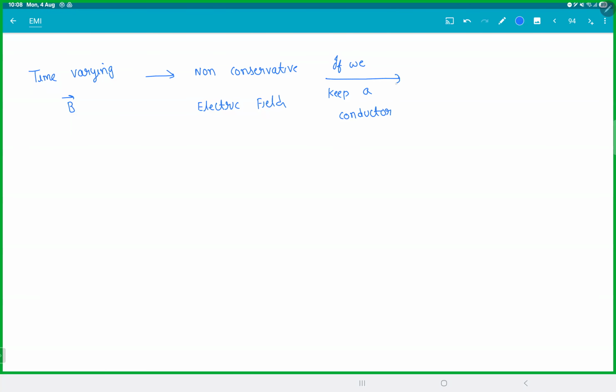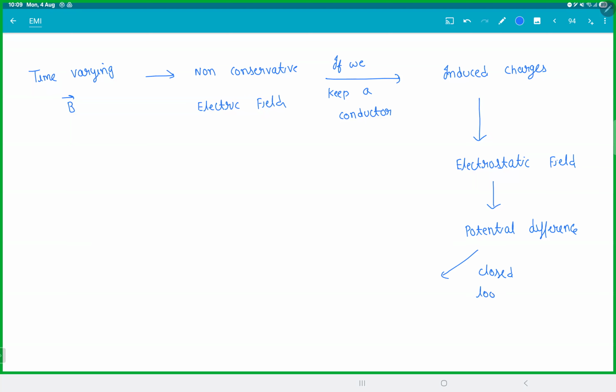Now if you keep a conductor, then you get induced charges. It's like there's a wind blowing. Unless you put some balloon or something which gets deflected, you don't know there is a wind blowing, but the wind is there. These induced charges will create an electrostatic field. Electrostatic field is conservative in nature. This creates potential difference. And there's no guarantee you will see current. It should be a closed loop. If this was a closed loop, now you get a current.